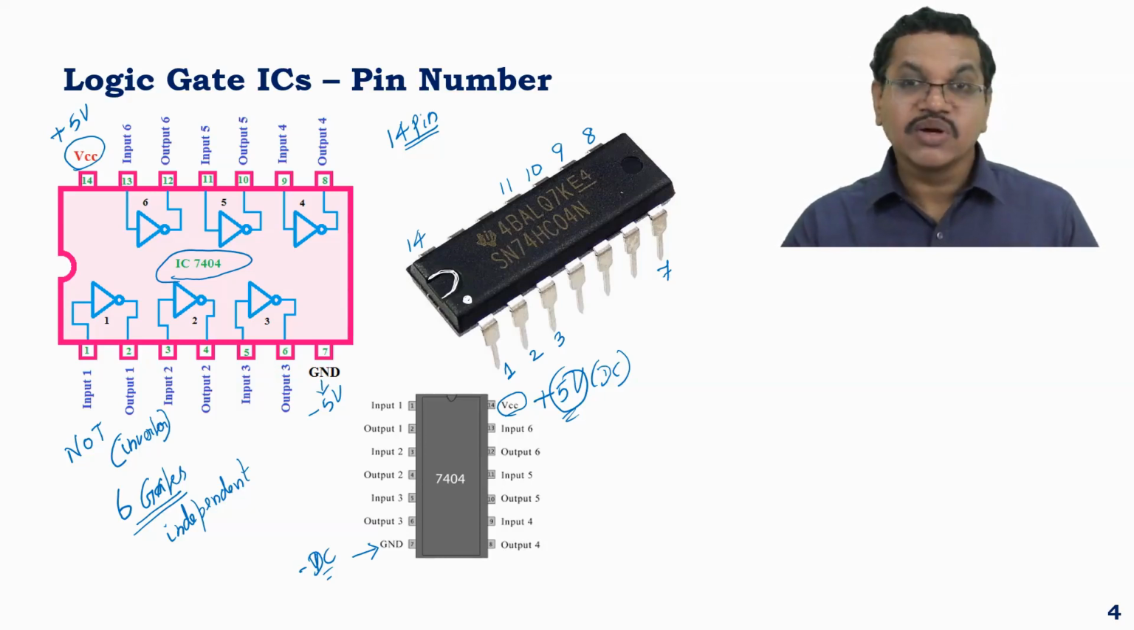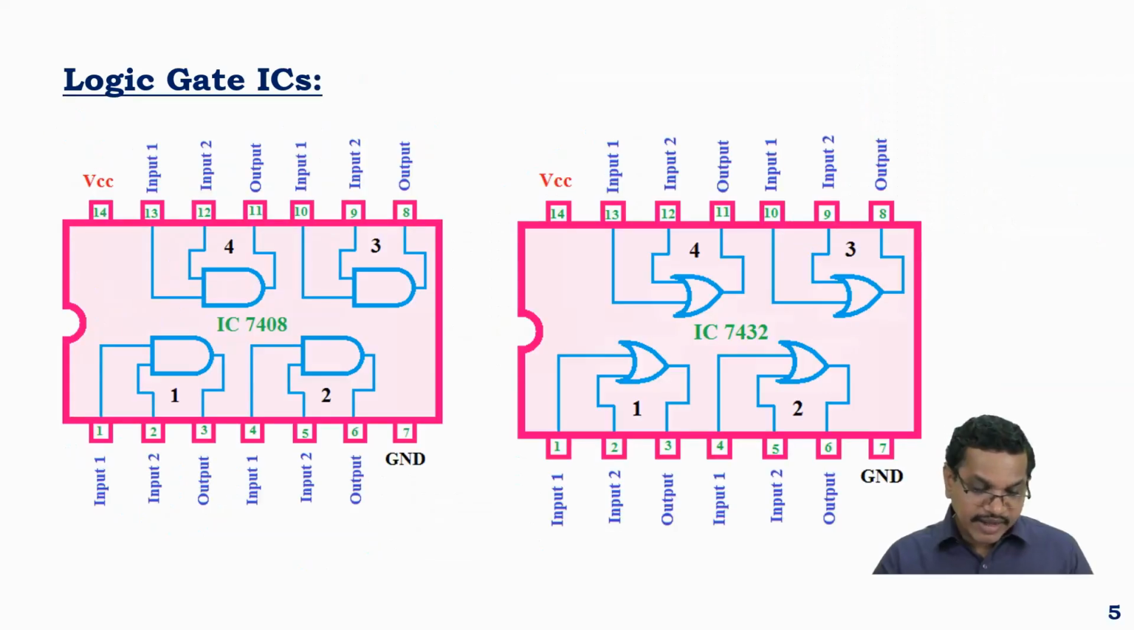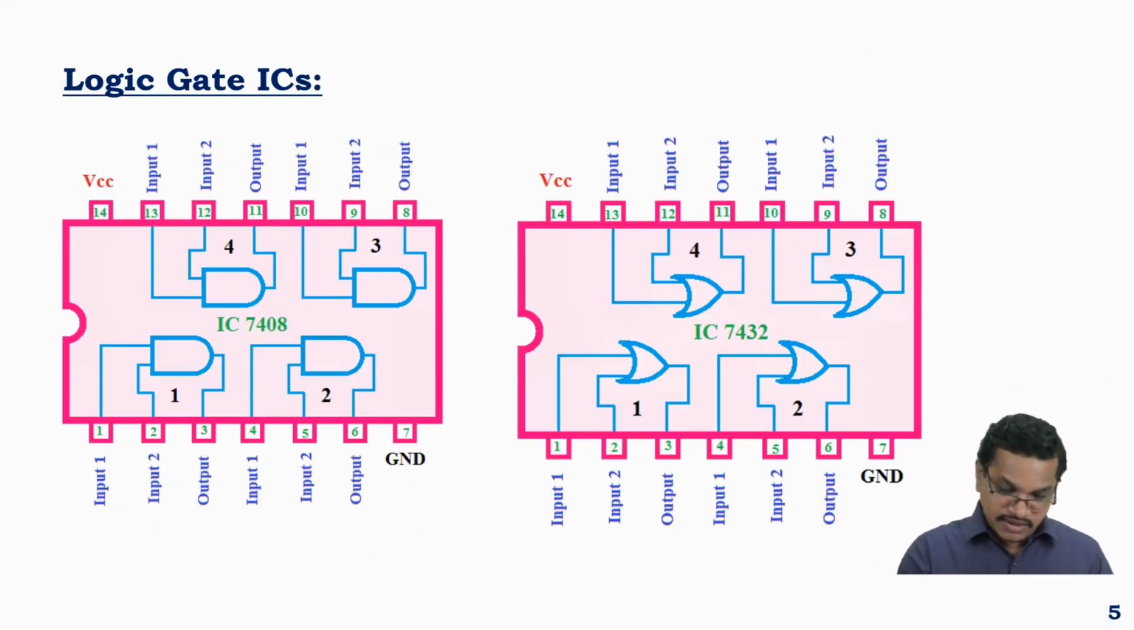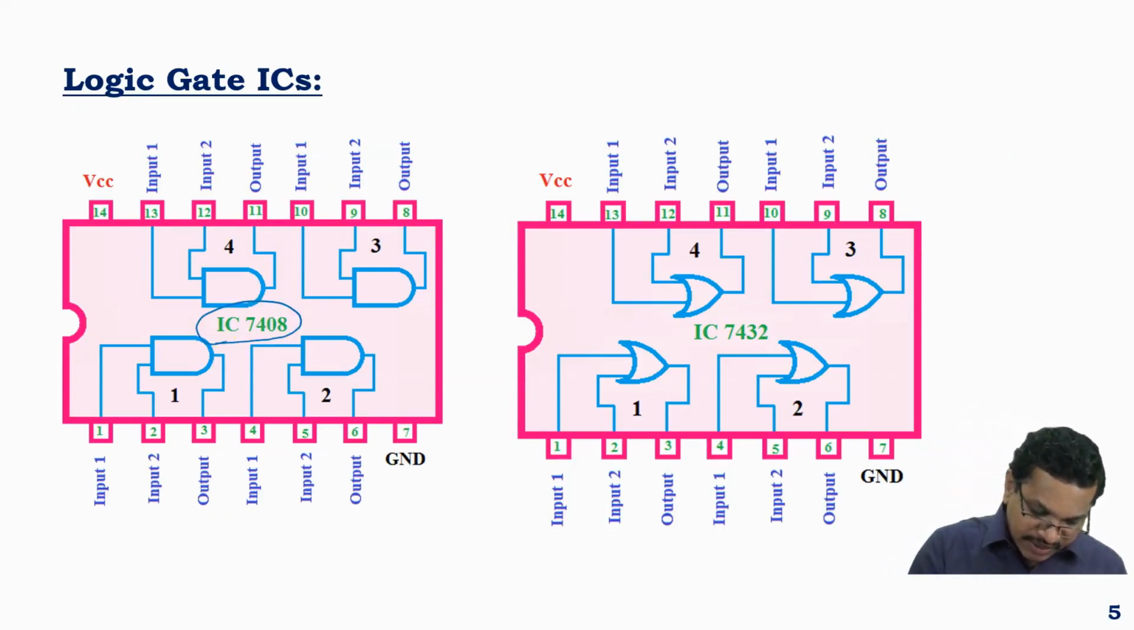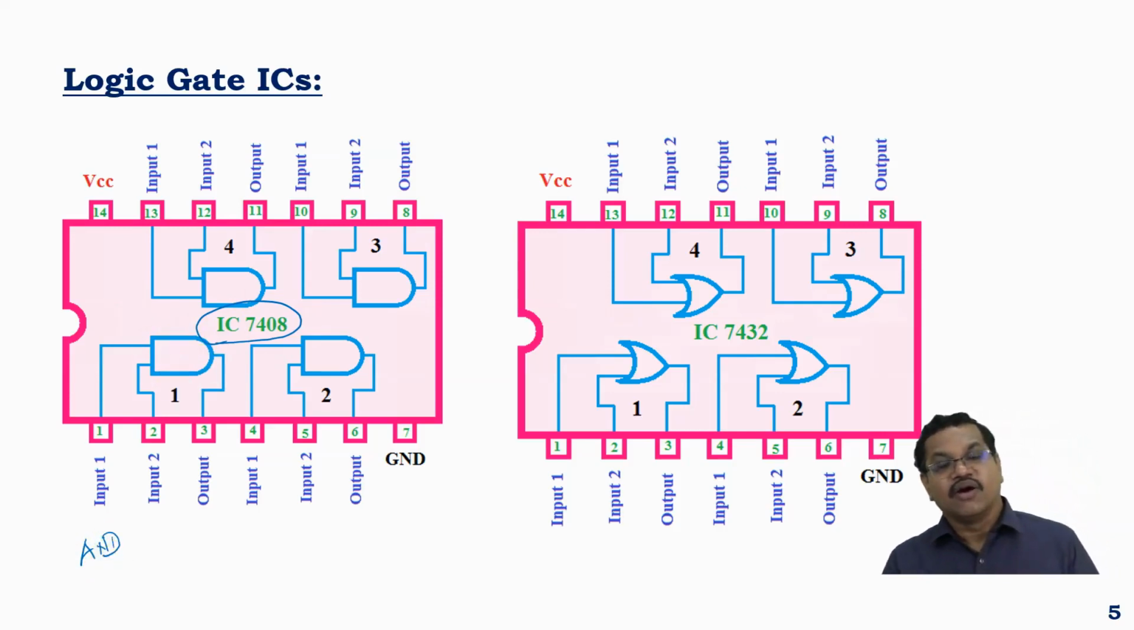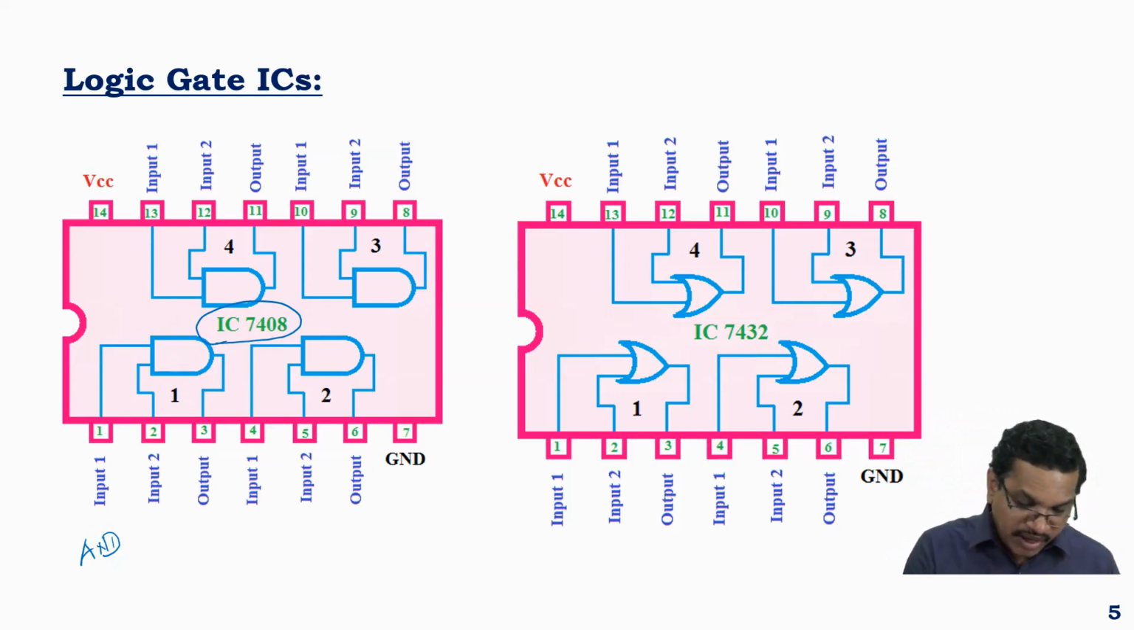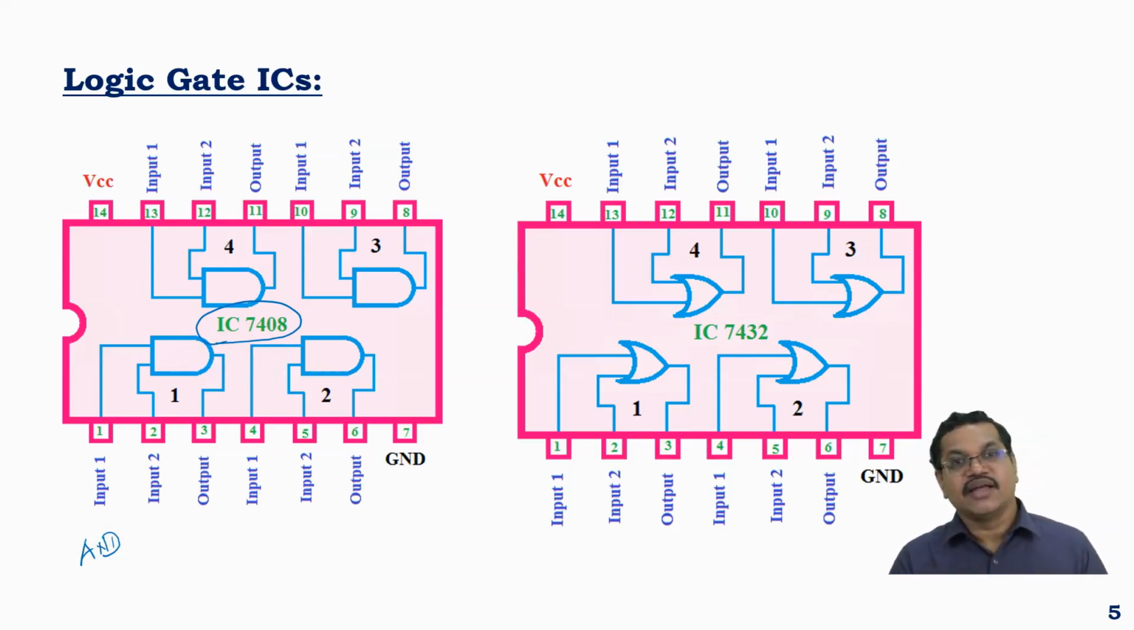Now, NOT gate has got only one input, one output, so only 2 pins were used. Whereas if we take other gates, the one on the left, 7408, this IC is AND, A-N-D. I'm sure you would know the symbol of an AND gate. So you have 2 inputs and 1 output, and there are 4 such AND gates in one IC.